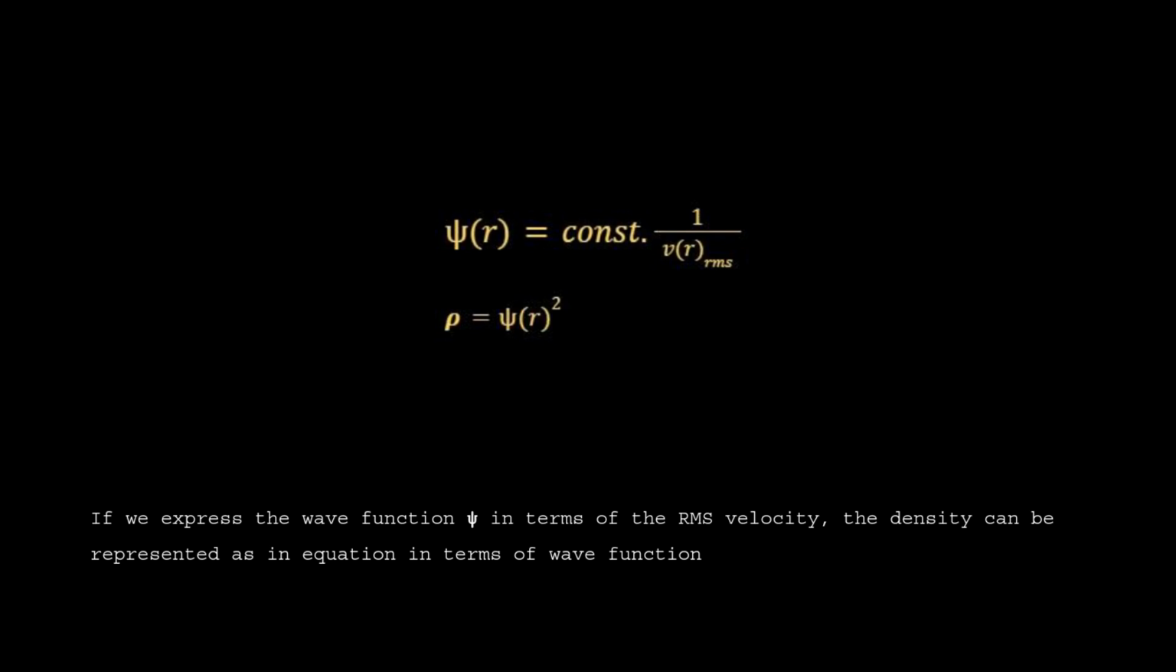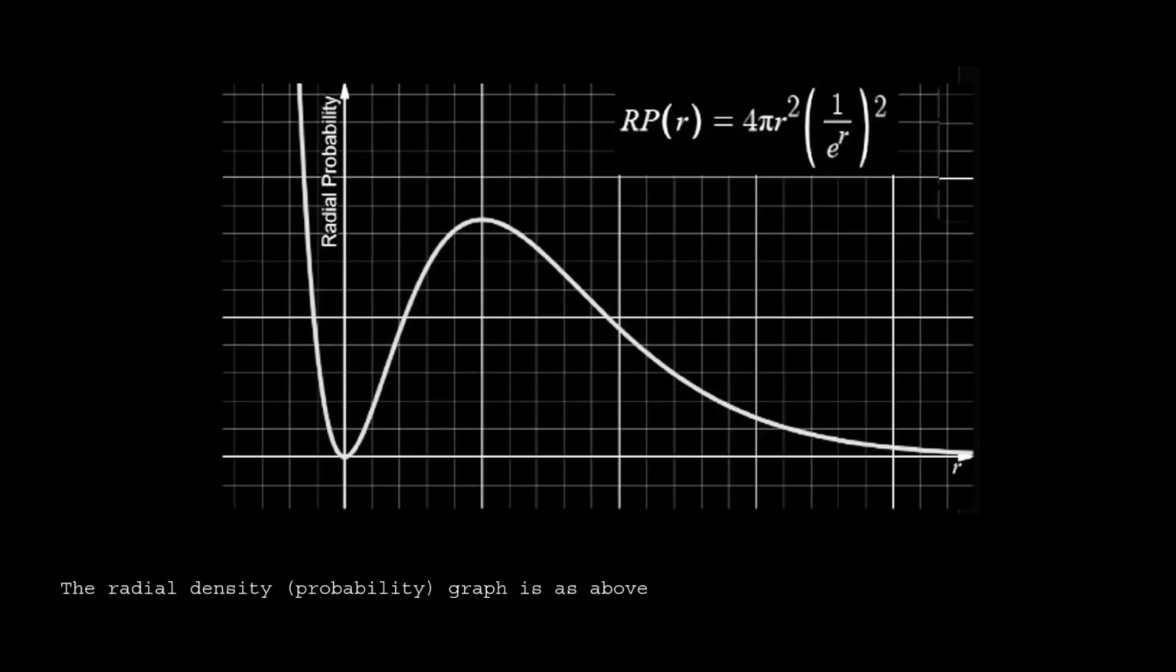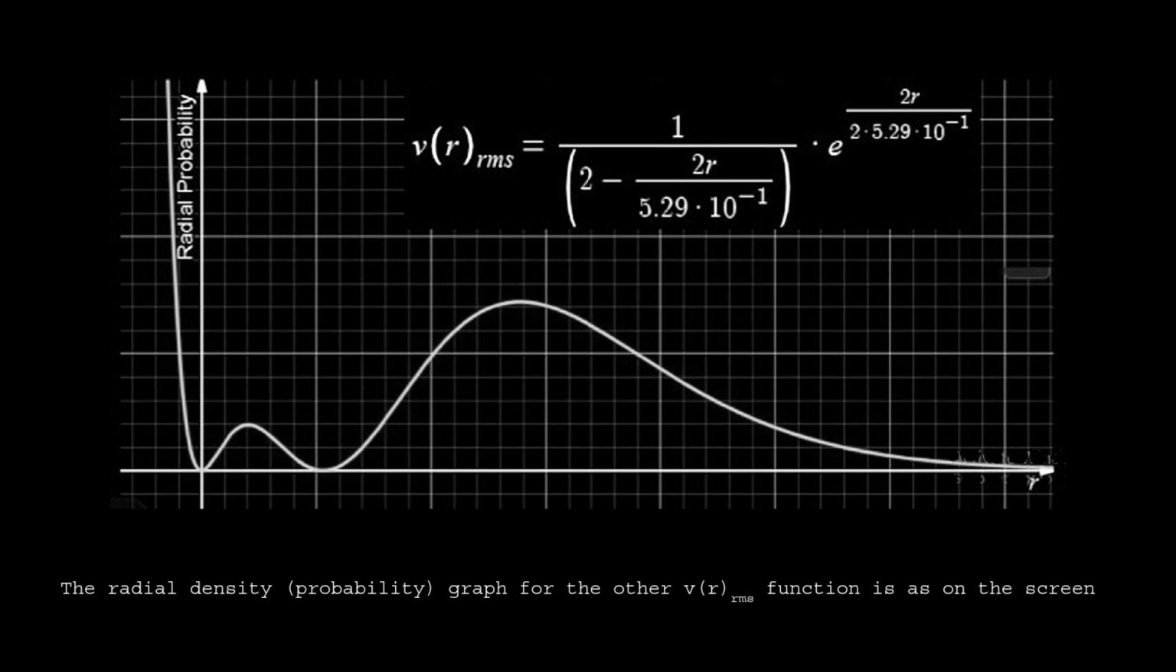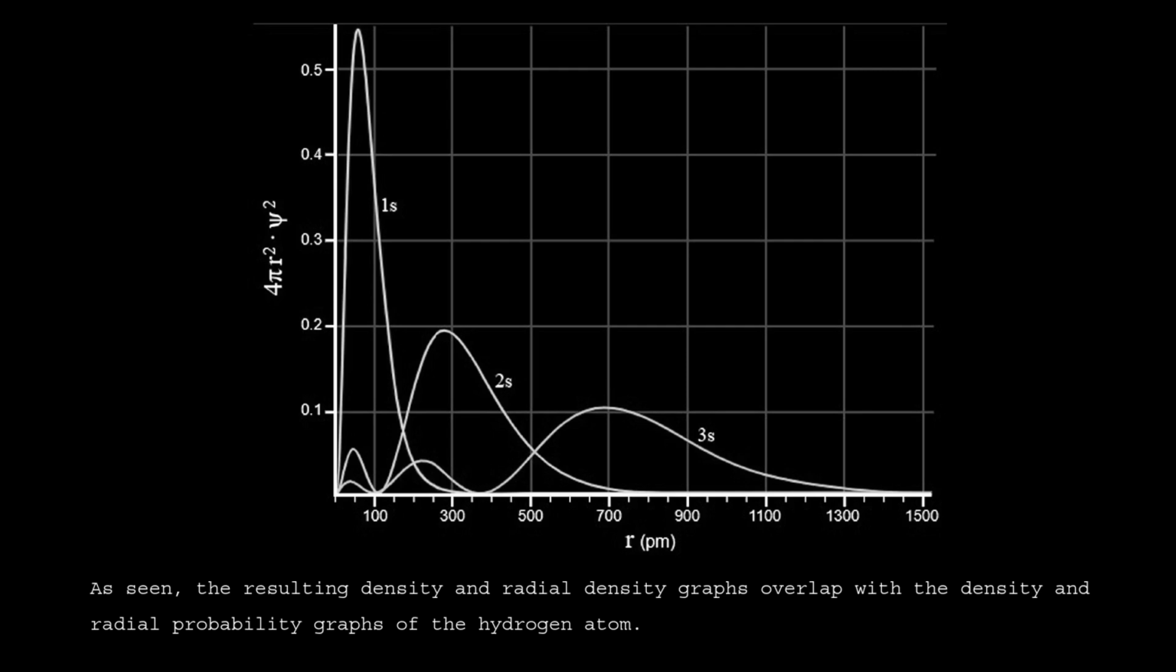If we express the wave function in terms of the RMS velocity, the density can be represented as an equation in terms of the wave function. If we replace the RMS velocity function with ER, we obtain the following density graph. The radial density graph is as seen. The radial density graph for the other VR function is as on the screen. And here is the radial density graph for another function. As seen, the resulting density and radial density graphs overlap with the density and radial probability graphs of the hydrogen atom.